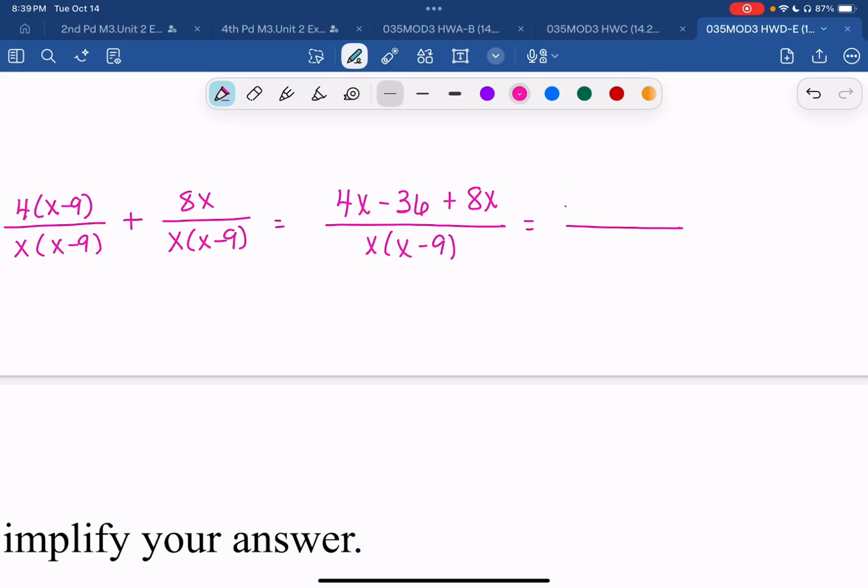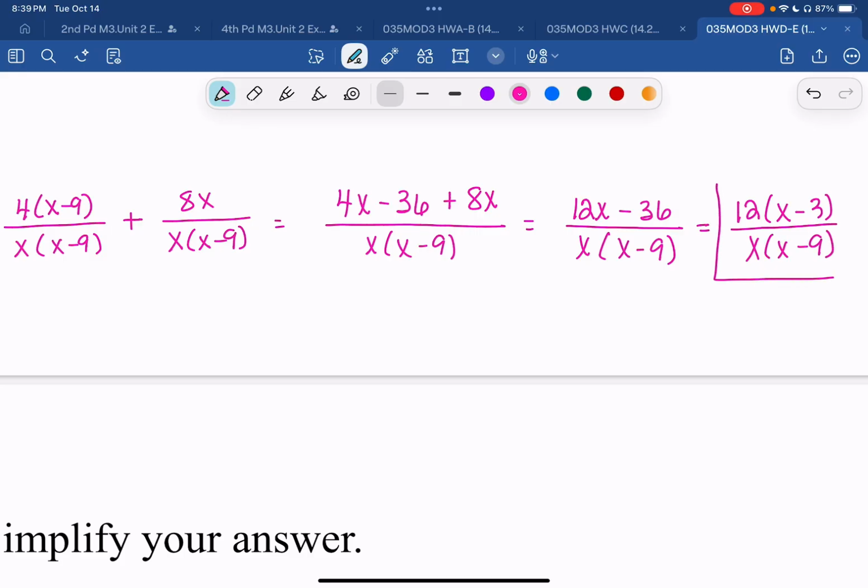So 12x minus 36 over x times x minus 9. All right, we can factor that numerator. Let's see if it helps us cancel anything. We can take out a 12, x minus 3. So we were able to factor out a GCF of 12, but it didn't help us cancel anything out. So you can either put that as your answer, or that one would have also been acceptable here.